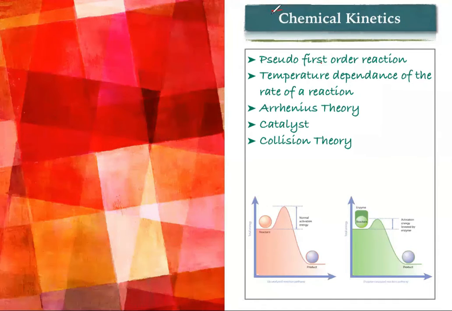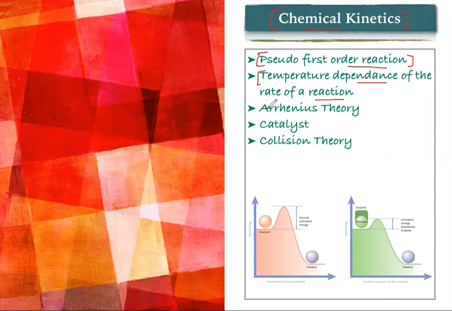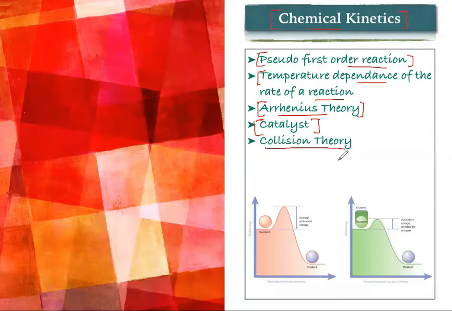In this video lecture, we will continue chemical kinetics. The subtopic that we are going to discuss is pseudo first order reaction. Next, we'll discuss the temperature dependence of the rate of the reaction. Next, we'll explain the Arrhenius theory. Next, we'll discuss catalyst, how the catalyst is going to affect the chemical reaction. And the last, we'll discuss the collision theory.